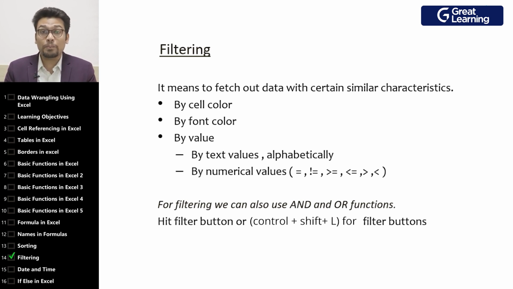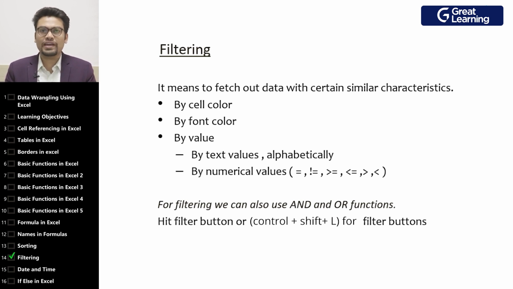So if you want to compare some value, that is, if you want to check only the data of the employees who have 3 as their number of years of experience, that could also be done. That again would come under filtering by value. So to do filtering in Excel, we have multiple options.